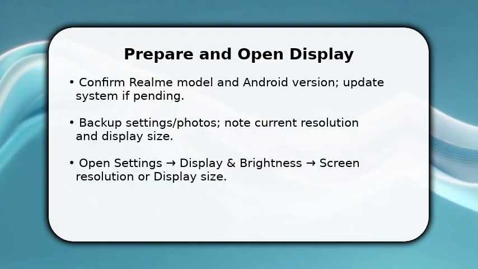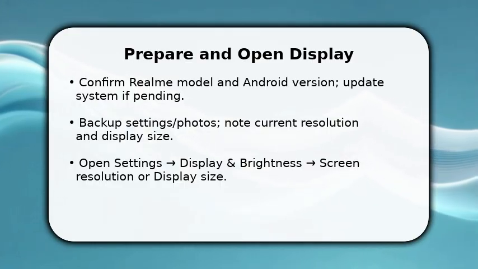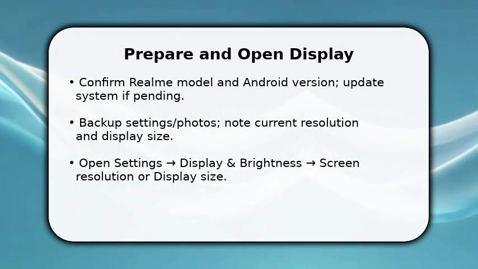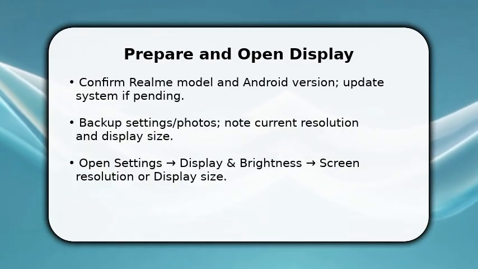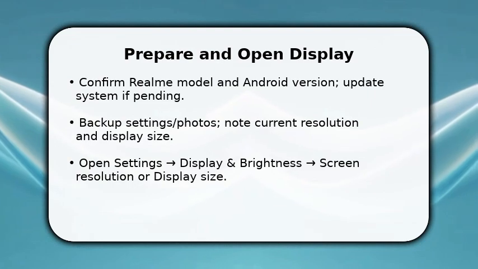Now go directly to Settings, tap Display and Brightness, then find Screen Resolution or Display Size. This is where you change pixels versus scaling. You do this first because changing resolution affects layout and battery. Making the menu visible now saves time in later steps.